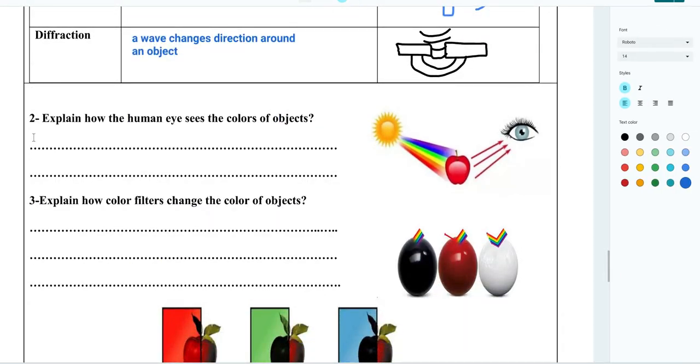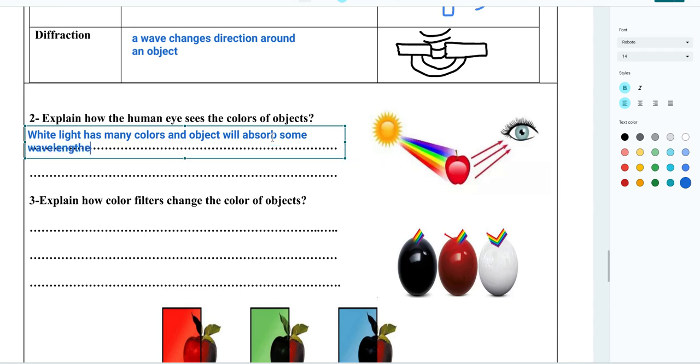Okay, explain how the human eye sees the color of objects. So this explanation can get pretty long, so I'll do it in parts. So first, white light has many colors. An object will absorb some wavelengths and reflect others.